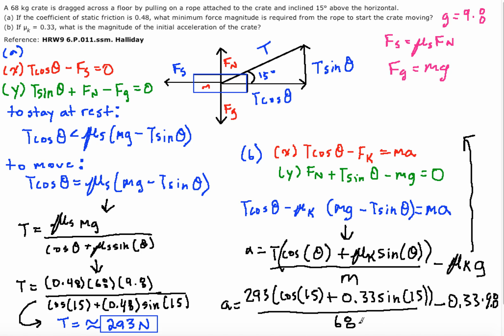Evaluating this on the calculator, let me just quickly do the calculation. Minus 0.33 times it. All right, and evaluating that, we get an acceleration value of approximately 1.3 meters per second squared. And this is the initial acceleration of the crate with that coefficient of kinetic friction.